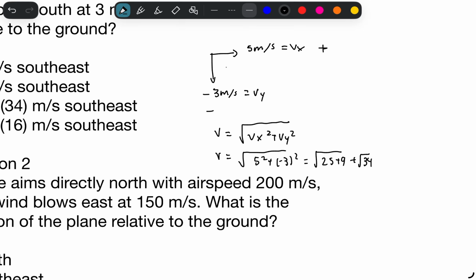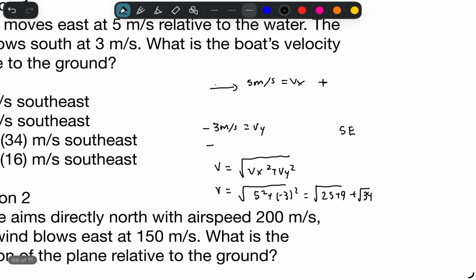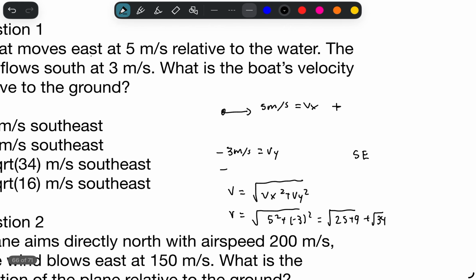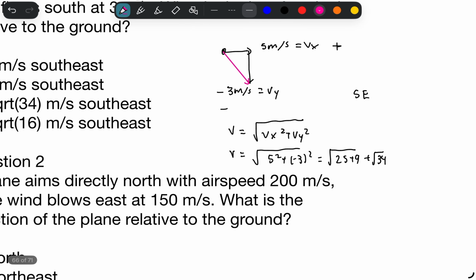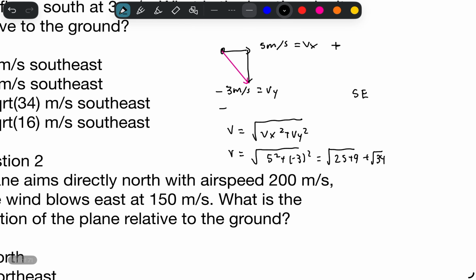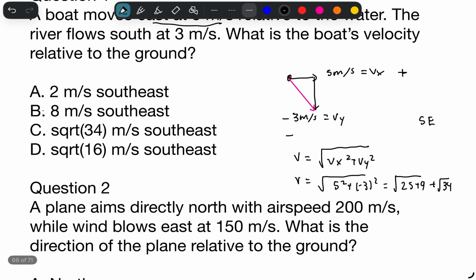And we can tell that our direction is going to be southeast because we are going downwards that way. So actually, we are going to be starting here. We go 5 meters per second first to the east, and then we go downward. So our vector is going to be a resultant of this way, which is our southeast direction. Now our answer is going to be option C, square root of 34 meters per second in the southeast direction.